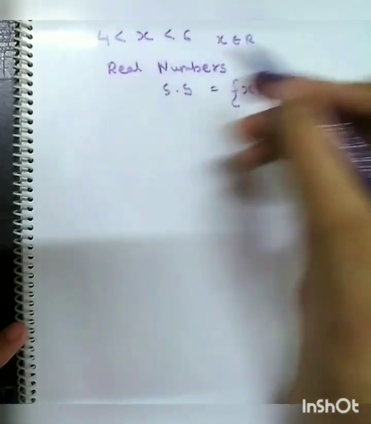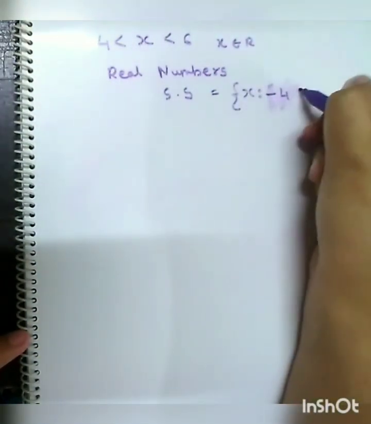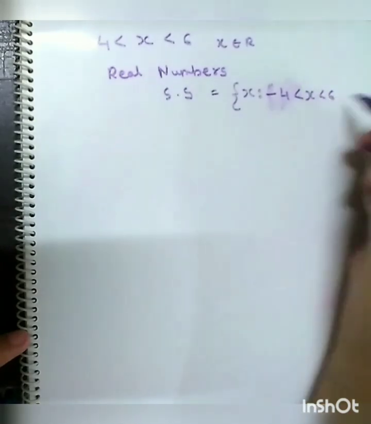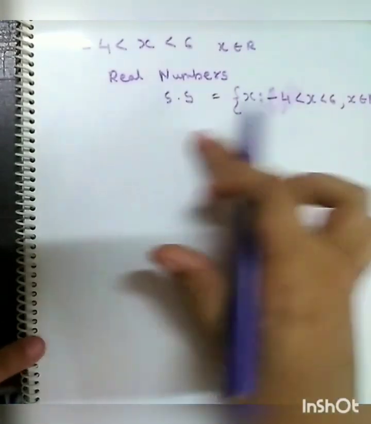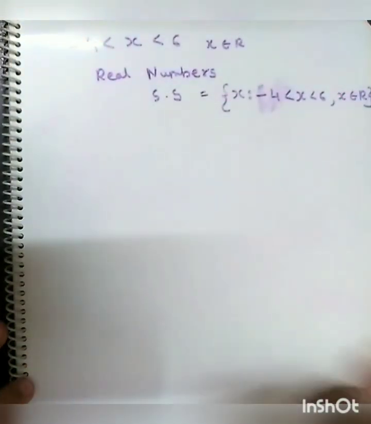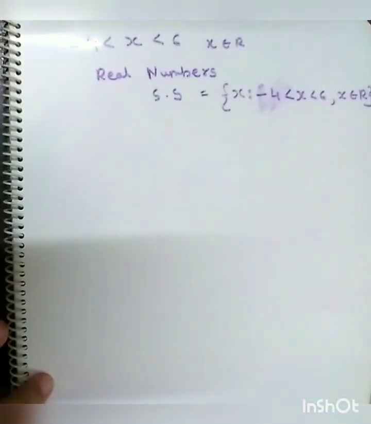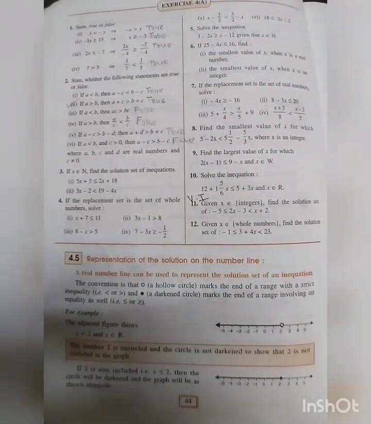So here you will write the solution set which you got, minus 4 less than x less than 6, and then at the end you can write x belongs to real numbers. This is the solution set for real numbers. You cannot enlist the numbers like you did in whole numbers, integers and natural numbers. In the next video we will solve this exercise 4a.